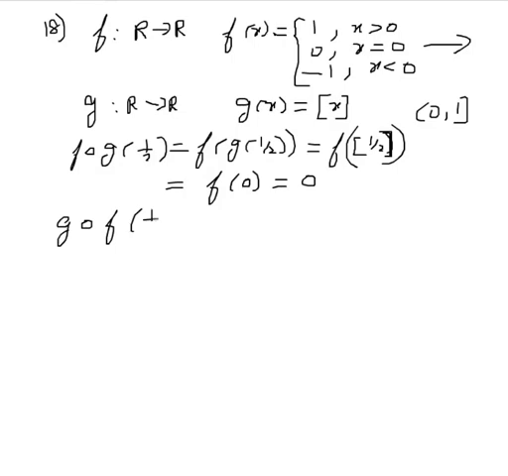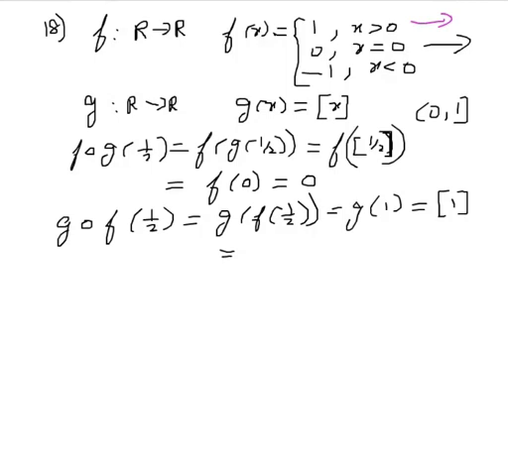Calculate g composite f of half. g of f of half. Half is greater than 0, so we will use the greater than 0 definition, which is 1. And g of 1, the greatest integer function of 1, is 1. They are not the same.